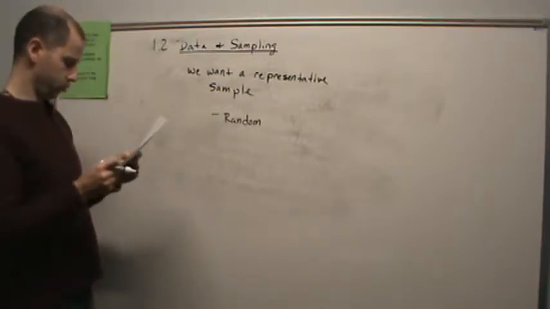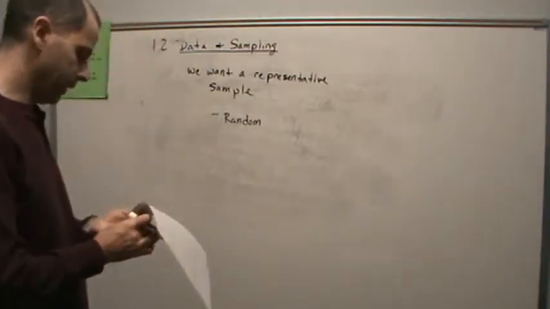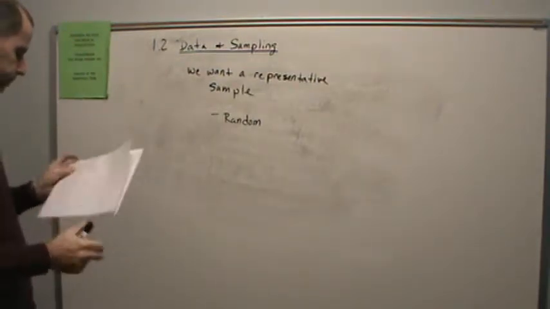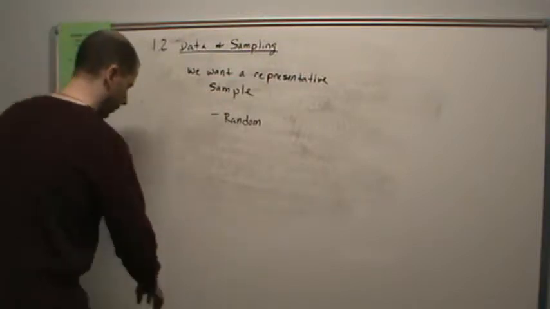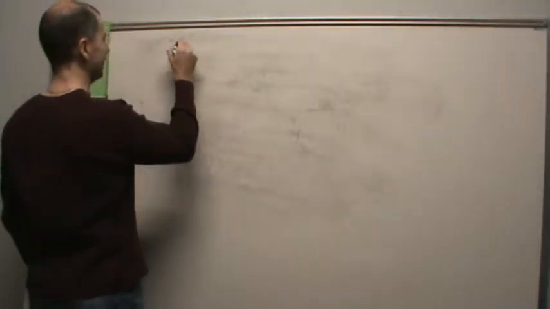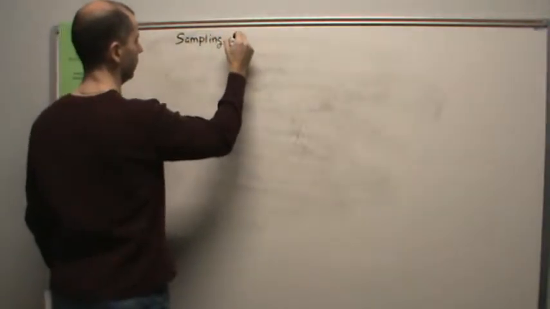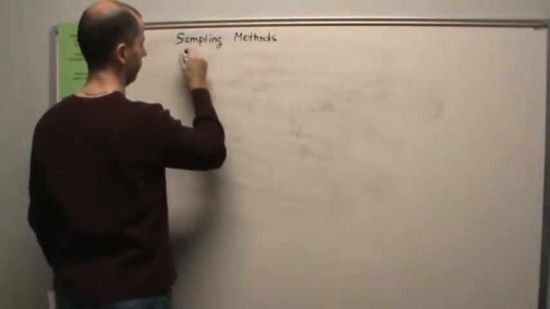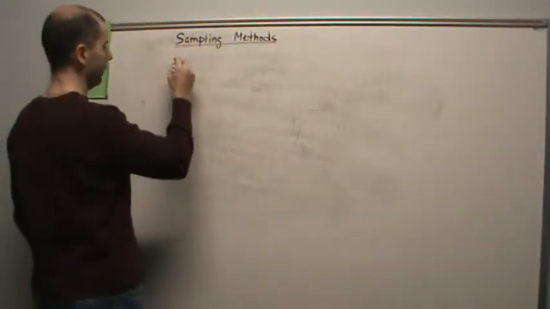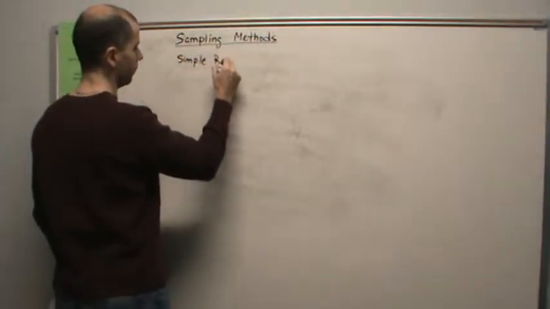Let me explain the different types of sampling methods that we're going to talk about in this section. This is probably going to be the bulk of this video, going through the different sampling methods, or sampling techniques. The first one, the simplest, whose name kind of gives it away, is simple random sampling.